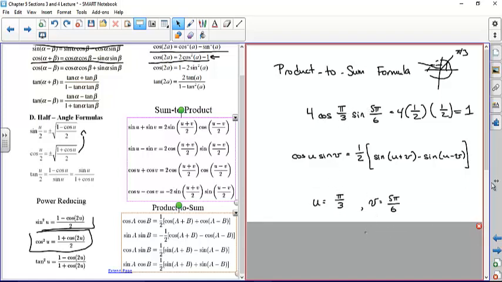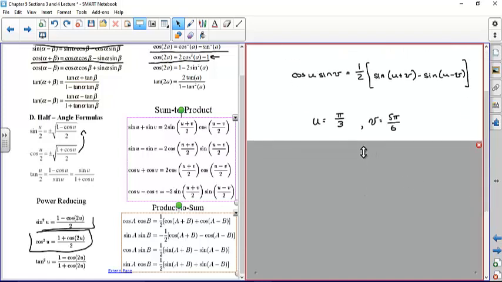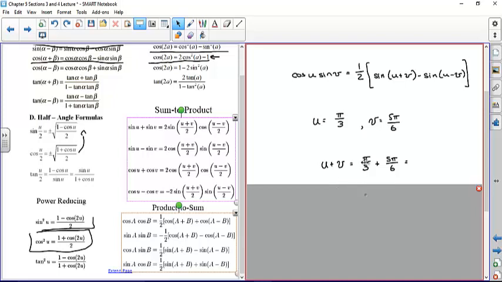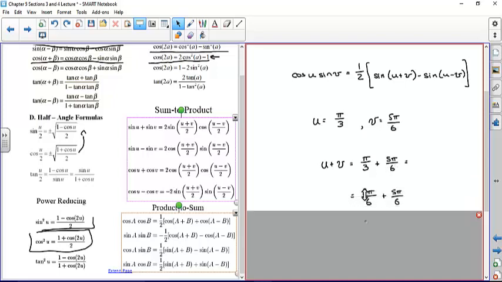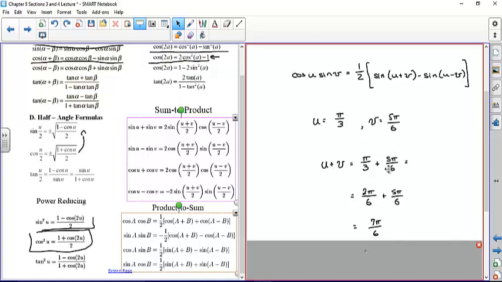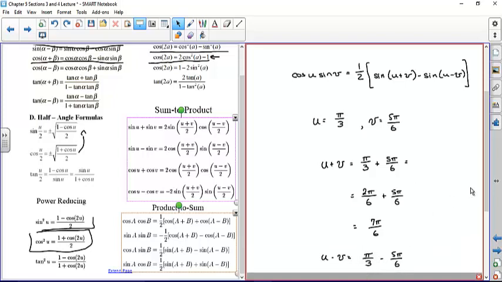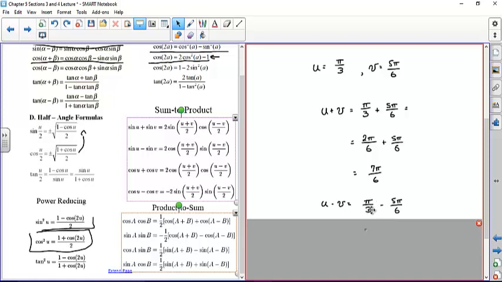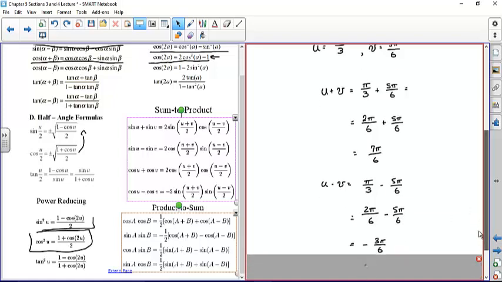And you plug those into the product to sum formula, you'll get u plus v is pi over 3 plus 5 pi over 6, which is 2 pi over 6 plus 5 pi over 6 is 7 pi over 6. So that's the sine of 7 pi over 6. And then you subtract the difference. So u minus v. So we got pi over 3 minus 5 pi over 6. That's 2 pi over 6 minus 5 pi over 6, which is 3 pi over 6 negative, which is negative pi over 2.